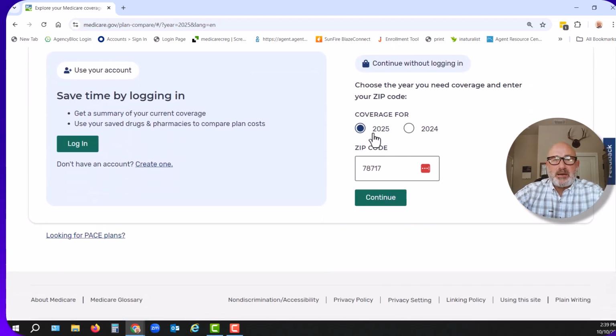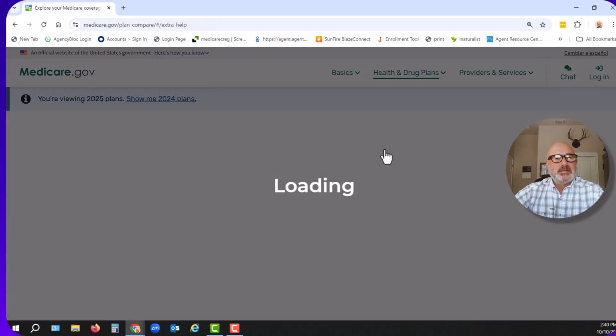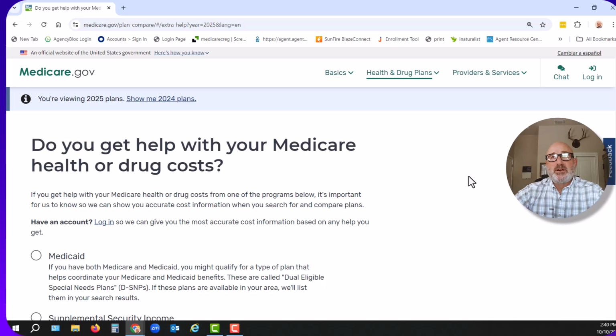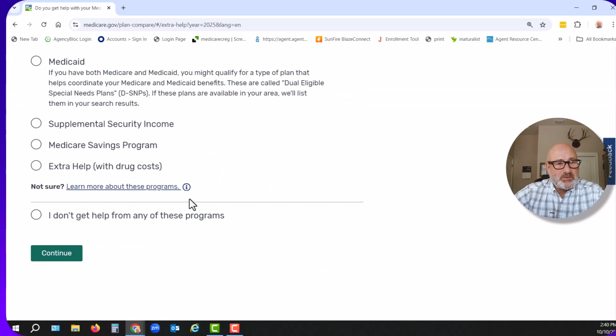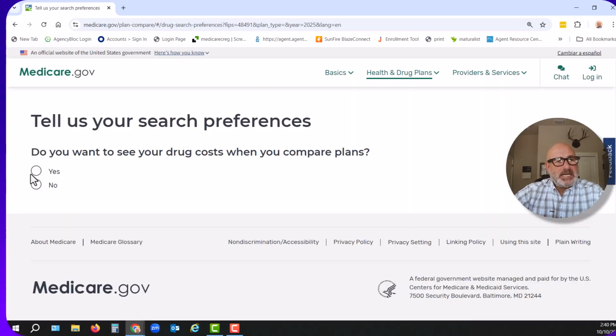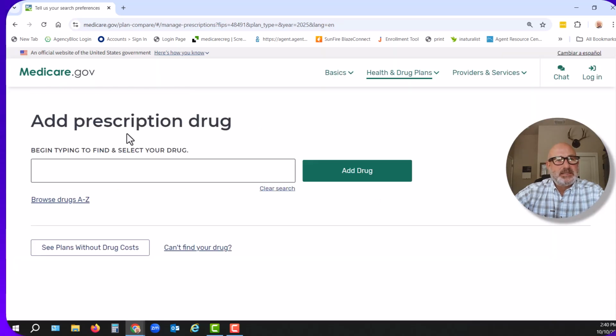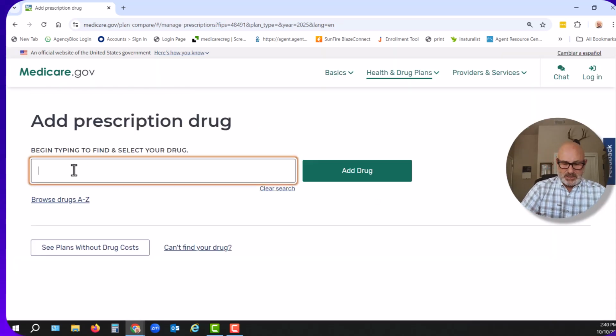And it's already pre-populated with the year 2025. You just put your zip code in there, hit continue. You're looking for a prescription drug plan. You want to find plans. Prescription drug plan, that's what we're looking for. No, nobody gets any help. Continue. And yes, we do want to put our prescriptions in. Next. All right, this is pretty intuitive.